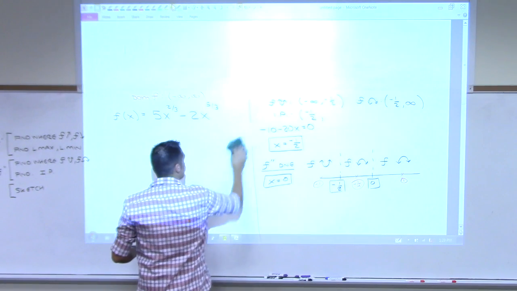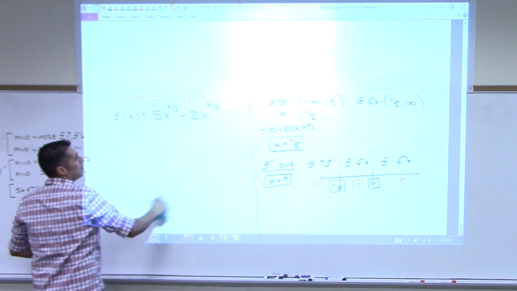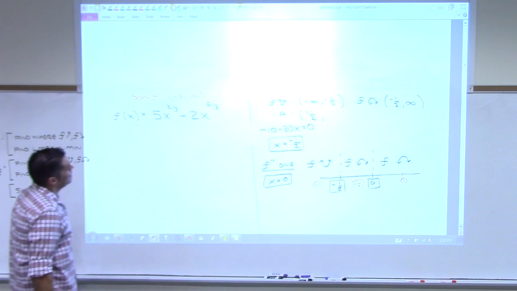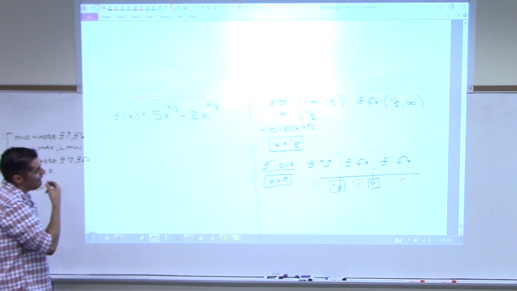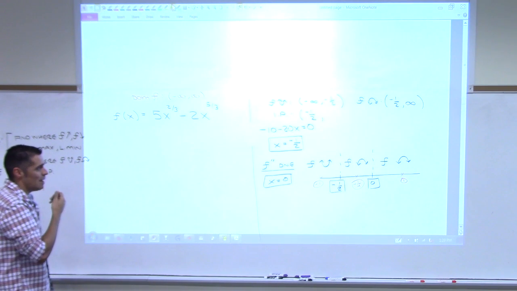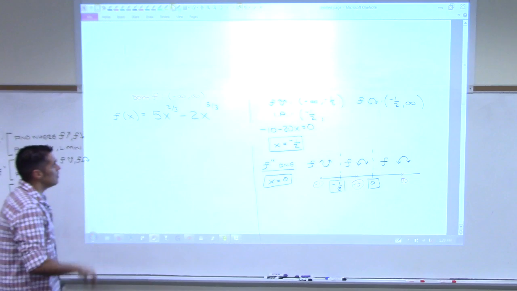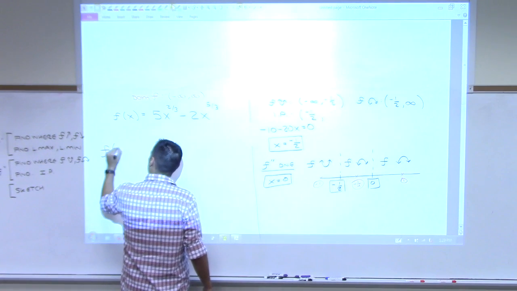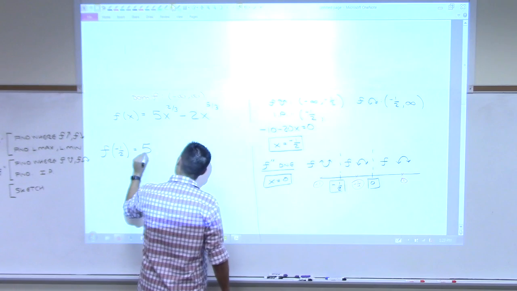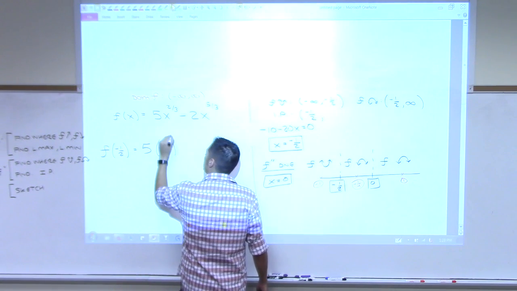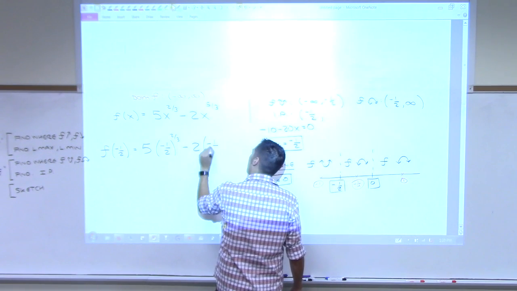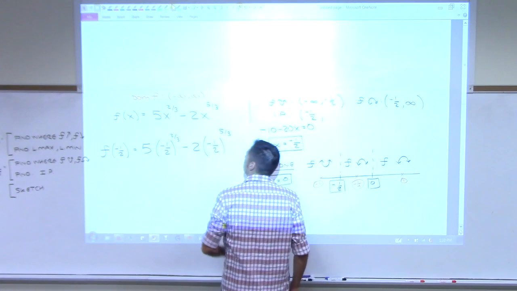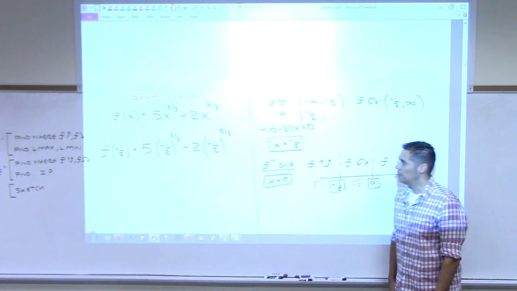Let me try my best right now to plug that in. I'm thinking about how the book would do this. Put it in the calculator. I don't think they're going to do it in the calculator. I just don't think they will. So let's just plug it in. f of negative 1/2 will be 5 times negative 1/2 to the 2/3 minus 2 times negative 1/2 to the 5/3. Right? That's what it would be.